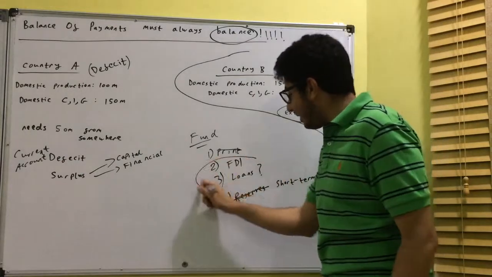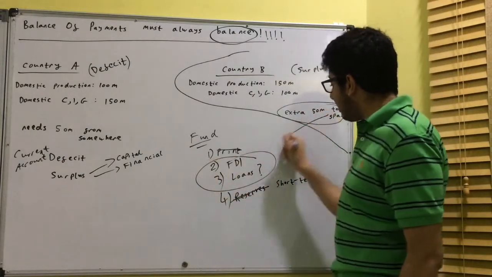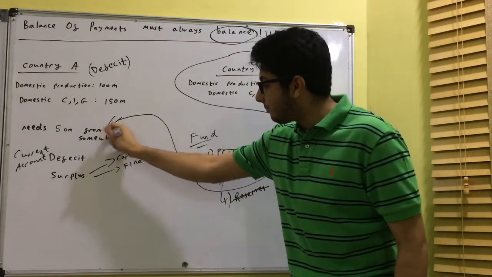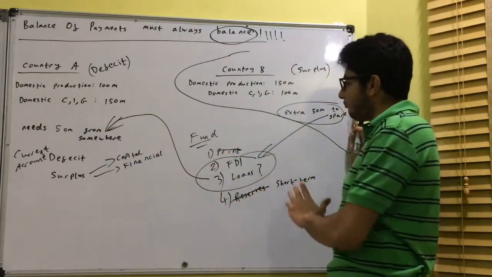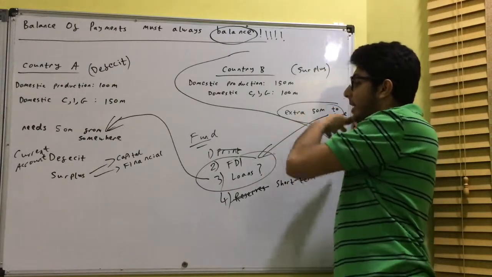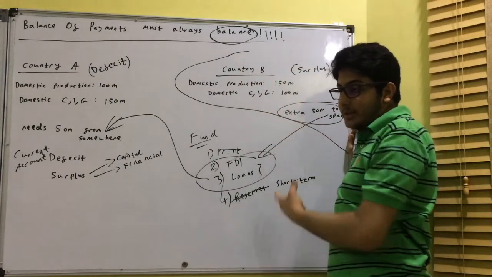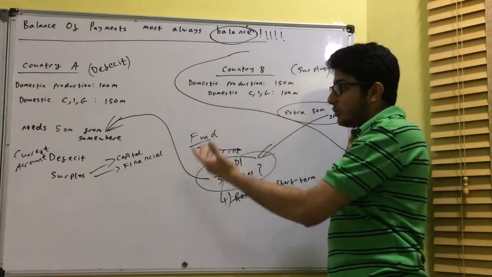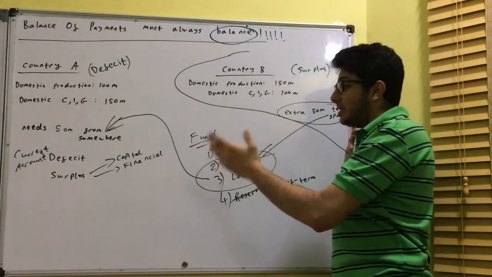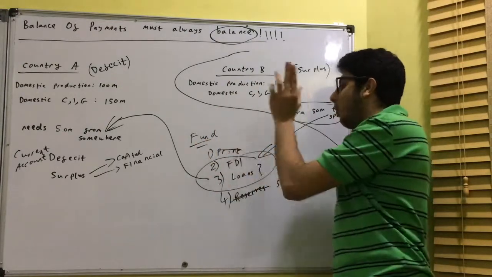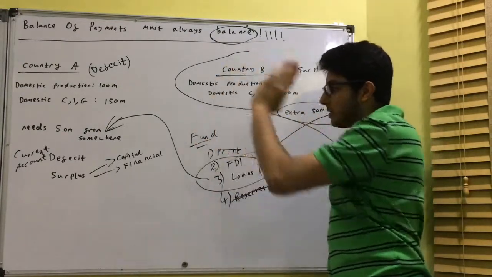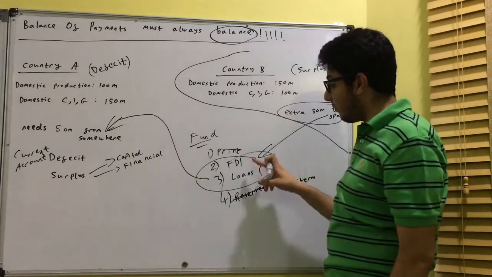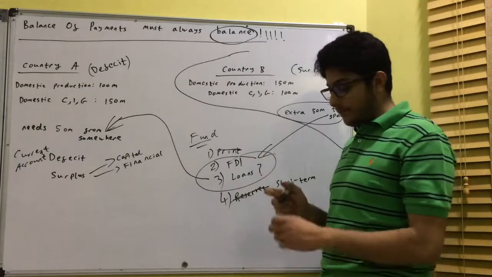Now, if we look at FDI and loans, that can come from country B and go to country A. So, country B can do what it wants with that money. As I said, it can save it, or it can loan it out, and it can invest abroad. Not just country A, it can do that with other countries, but let's just assume all that 50 million goes to country A in the form of FDI or loans.